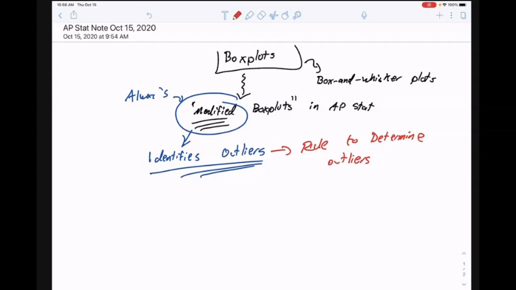Well, in today's material, we're going to come up with our first rule. There are two different ways that we can identify outliers. One uses the median and IQR. The other uses the standard deviation and mean. We're going to learn the standard deviation and mean in our next unit. Today, in this unit, we're just going to focus on outliers using the 5-number summary.